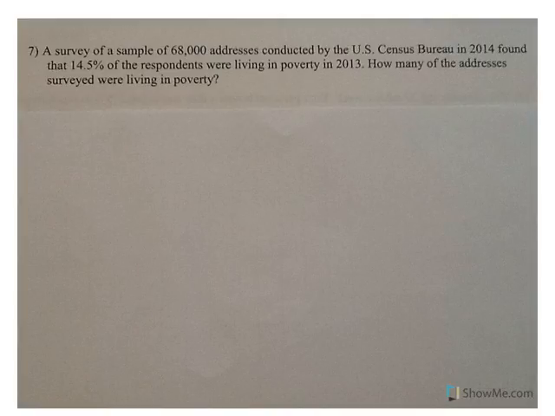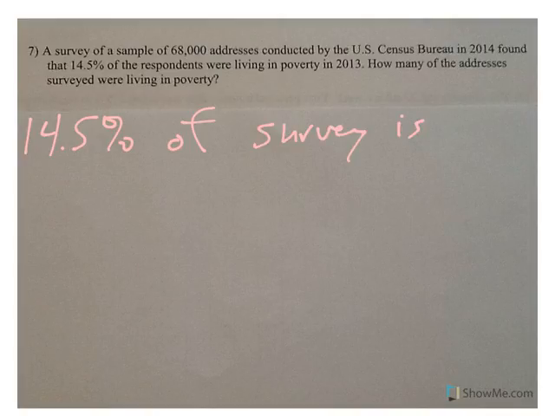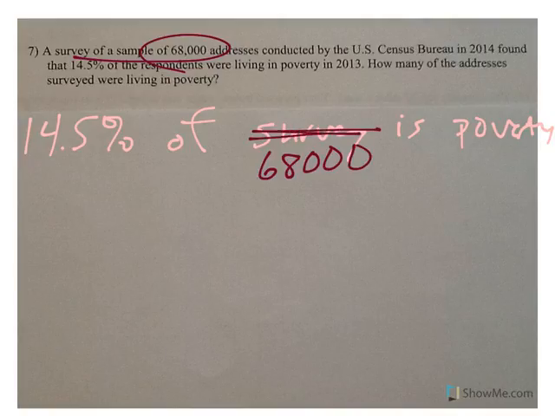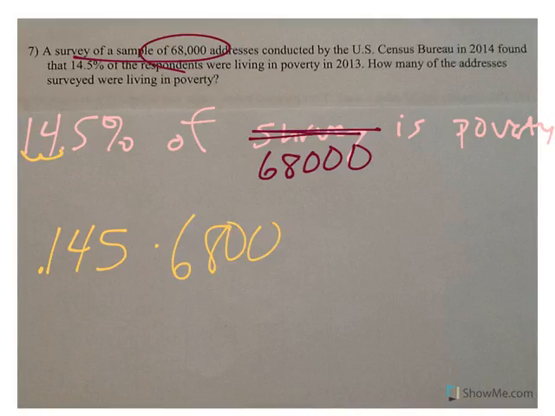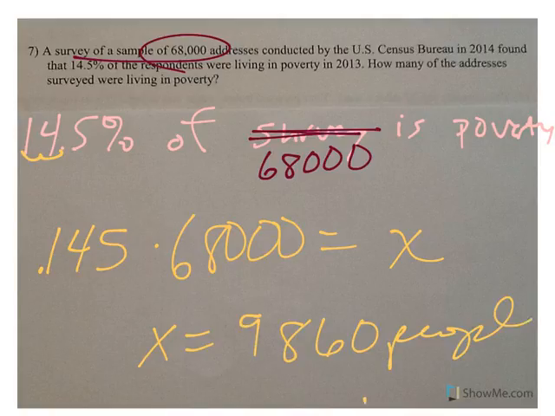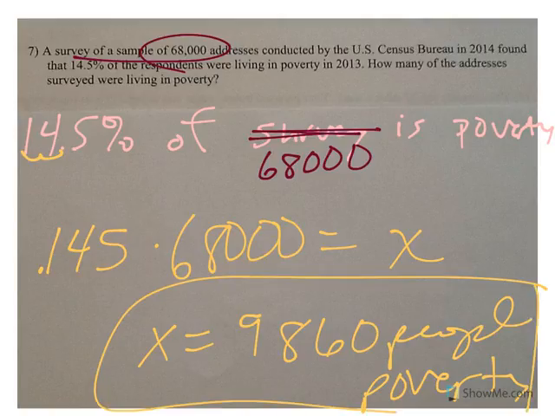So in words, I'm looking at 14.5% of the surveyed is poverty. The survey is 68,000, so that number goes here. So when I put this into an equation, 14.5% is 0.145, decimal 2 places. Of means to multiply by the 68,000, and that gives me my poverty. So 0.145 times 68,000, 9,860 people live in poverty. That's what that is telling us. And that is the end of solving percentages with equations.